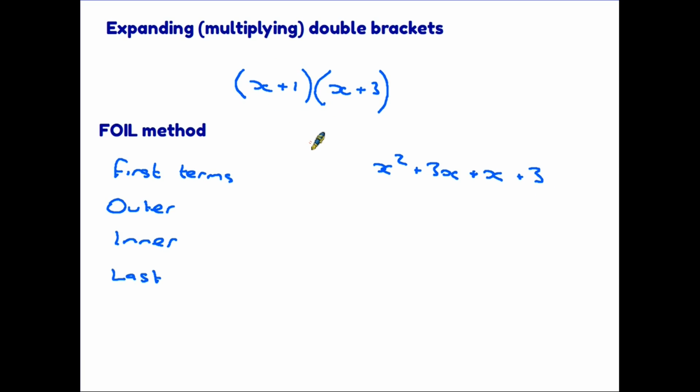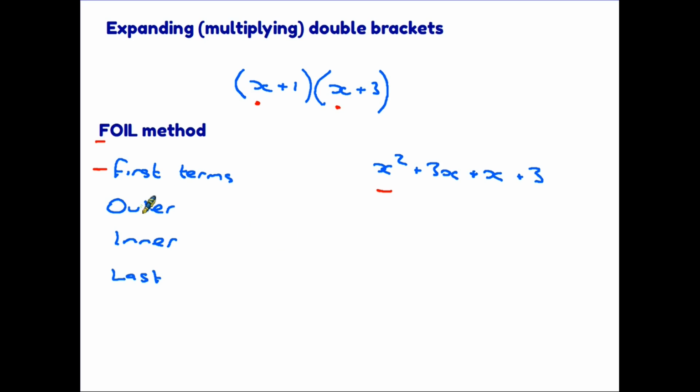That can seem a little overwhelming first time round, so let's have another look at it again. The FOIL method. F is for first. We are looking for the first terms in each bracket. So in X plus 1, the first term is the X, and in X plus 3, it is also the X. So these are the two terms that we are going to multiply together first, the X times the X, and we ended up with X squared.